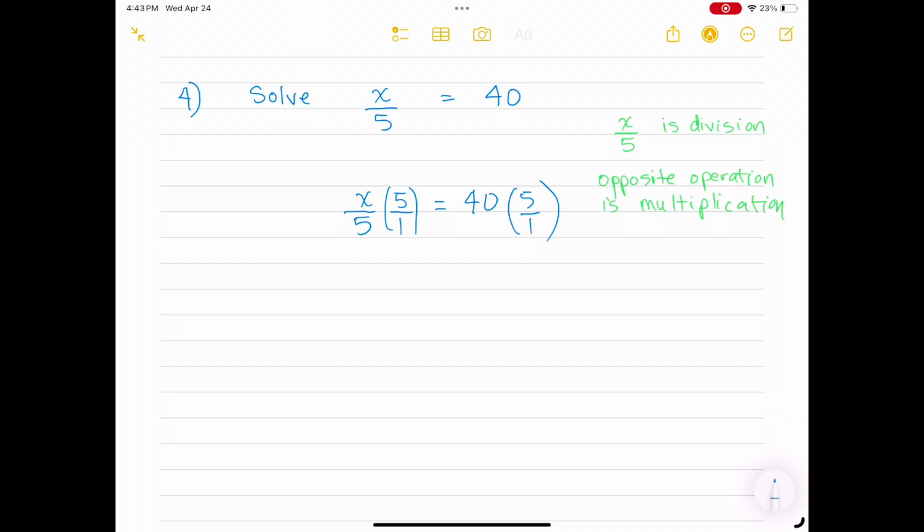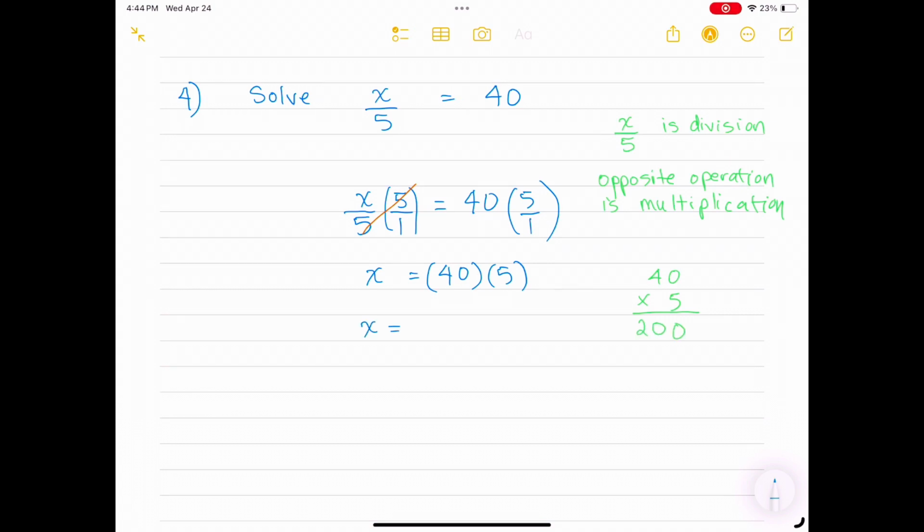So we will multiply 40 by 5 as well. On the left-hand side of the equation, the 5's cancel out, so we have x times 1, or x by itself. On the right-hand side of the equation, we must solve 40 times 5. I do that calculation on the side. 40 times 5 equals 200.